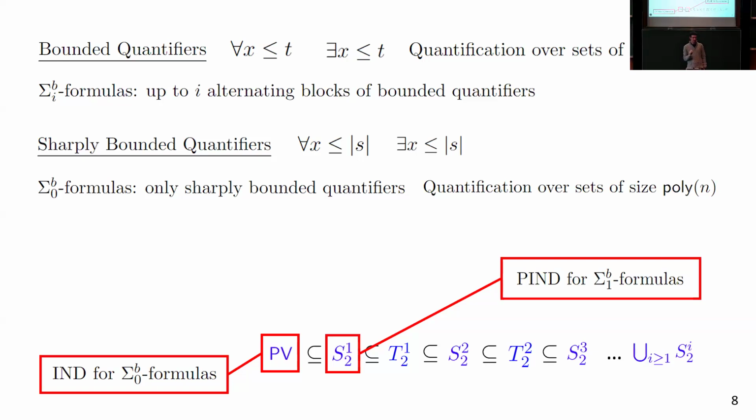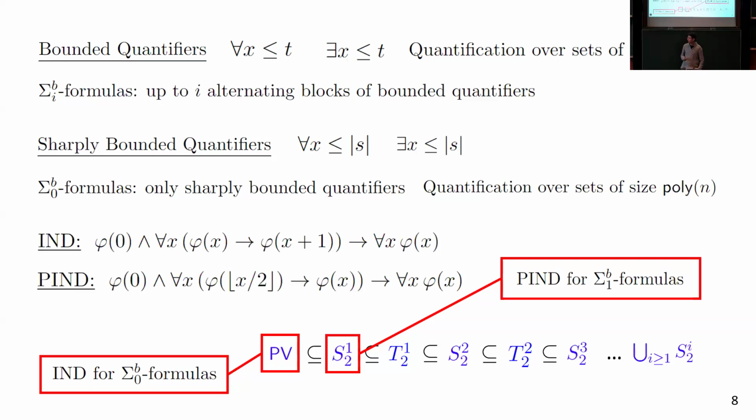So sigma B0 formulas have these quantifiers over domains of size poly n, and in particular, we can just evaluate them and decide the predicate in polynomial time. So in the PV theory, we have a form of induction for predicates that can be decided in polynomial time.